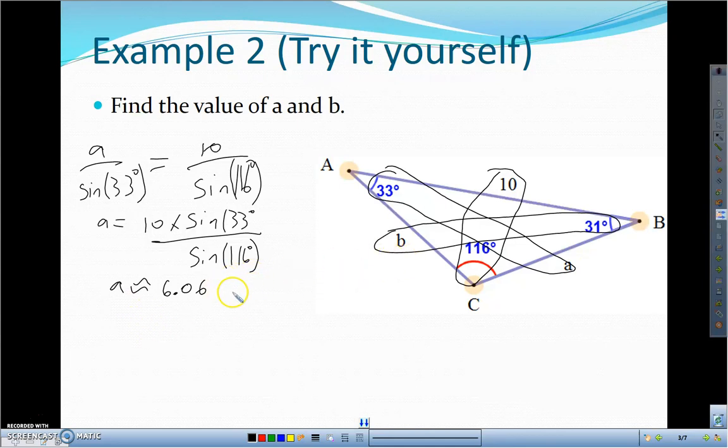So we found side length a. Now we have to find the side length b. b over sine of 31 degrees is equal to the pair that we have, side length 10 over sine 116.